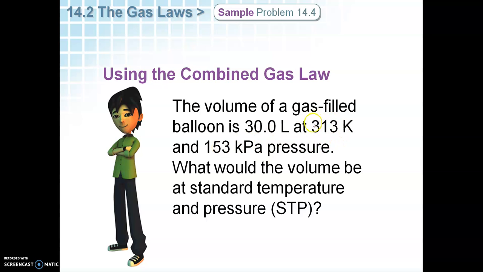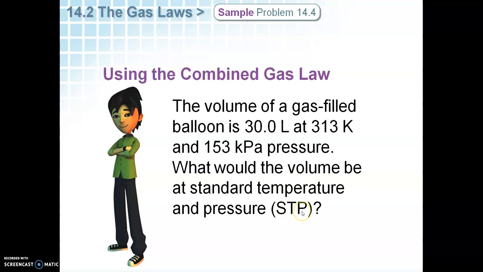Notice again, your temperature has to be in kelvins. There's no option there. Your volume and your pressure could be in any units you like as long as you're consistent. Now, the question we're going to ask is, what would the new volume be at STP?